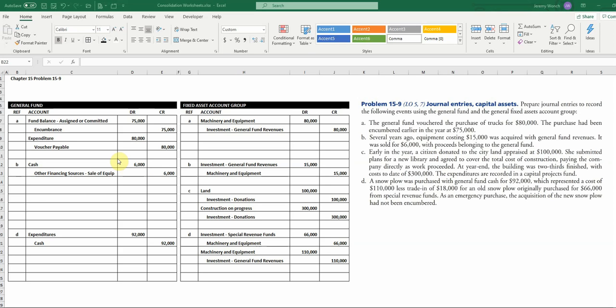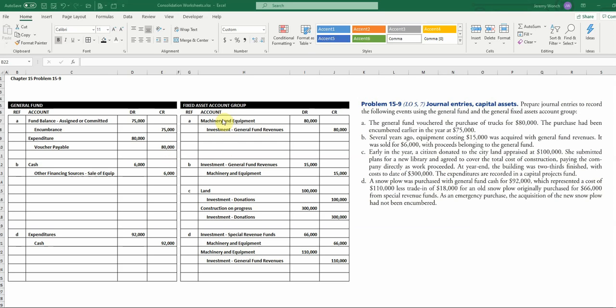One thing about modified accrual in the general fund is we don't book fixed assets. We just book an expenditure. So it's not an expense, it's just accounting for money that we've spent. For that, we show a debit to expenditures of $80,000 and then a voucher payable, essentially accounts payable, of $80,000. Where we do show the actual fixed asset is in the fixed asset fund.